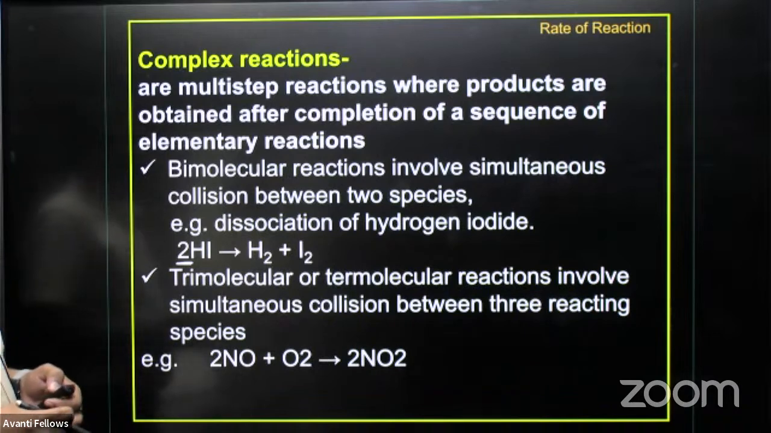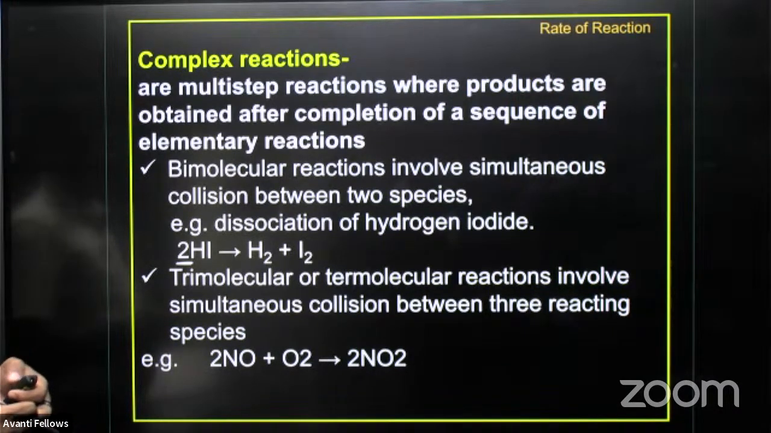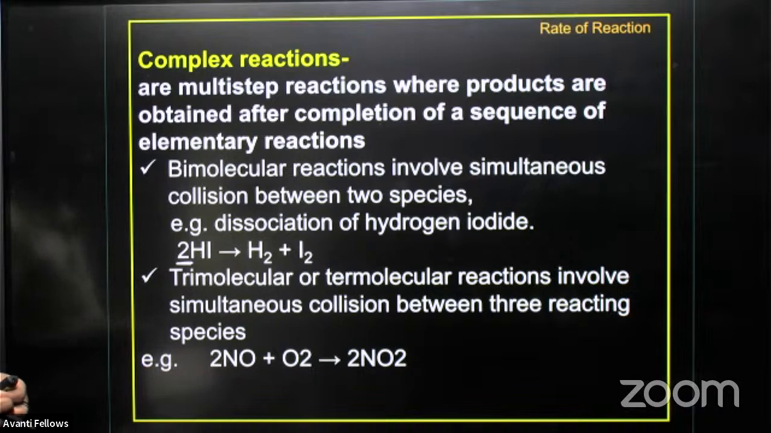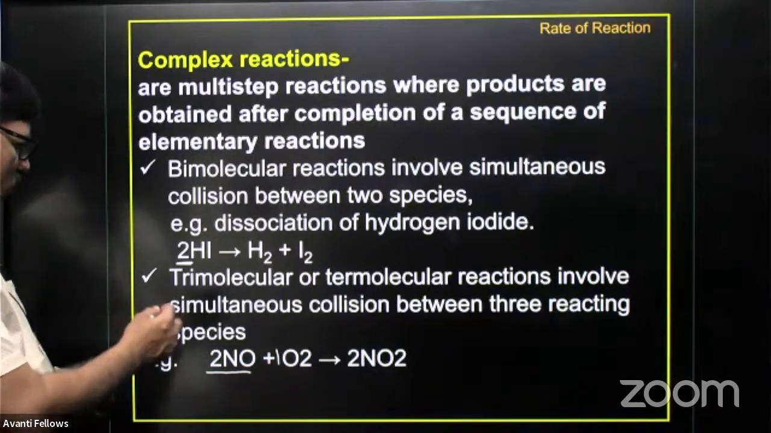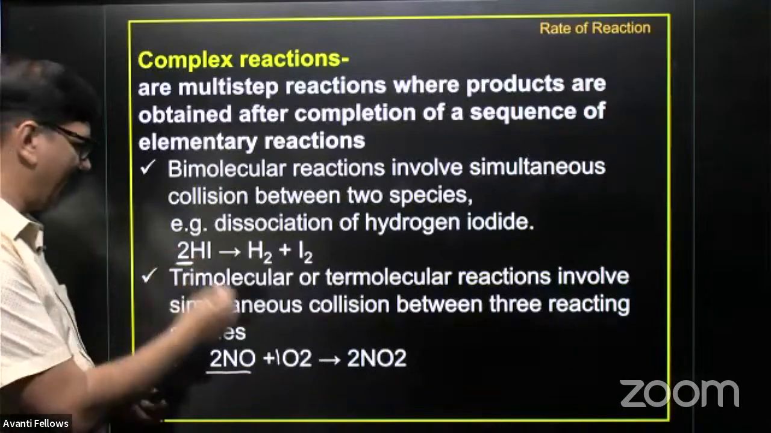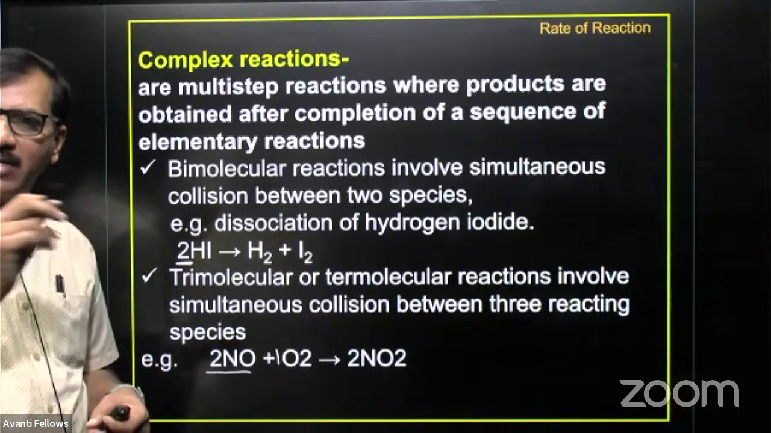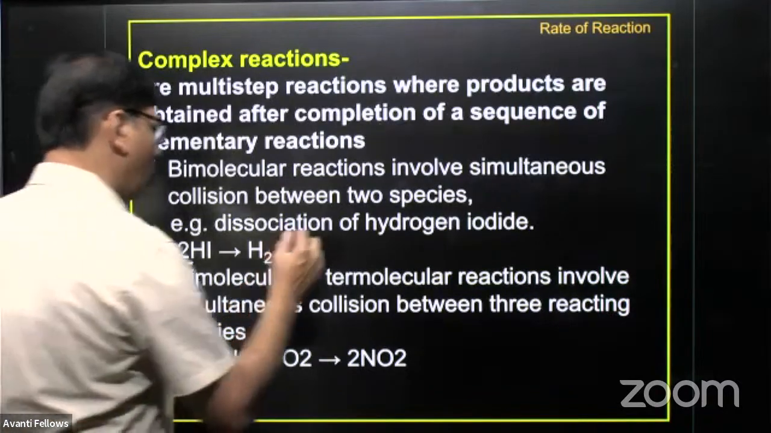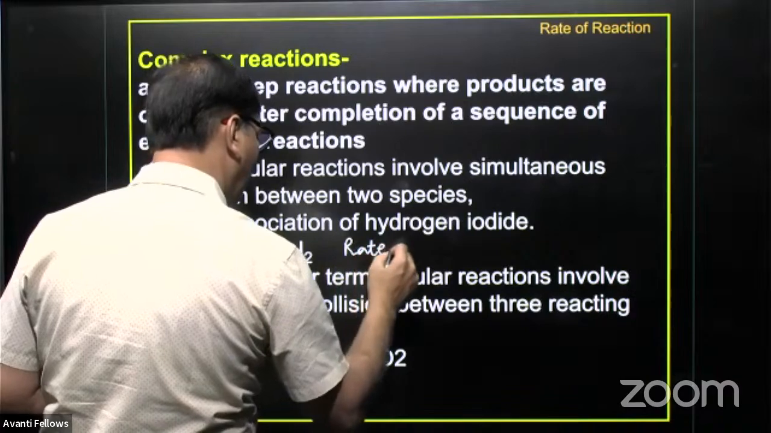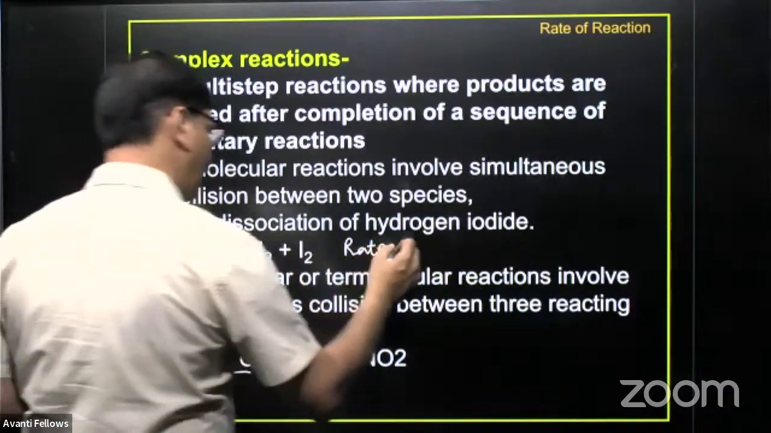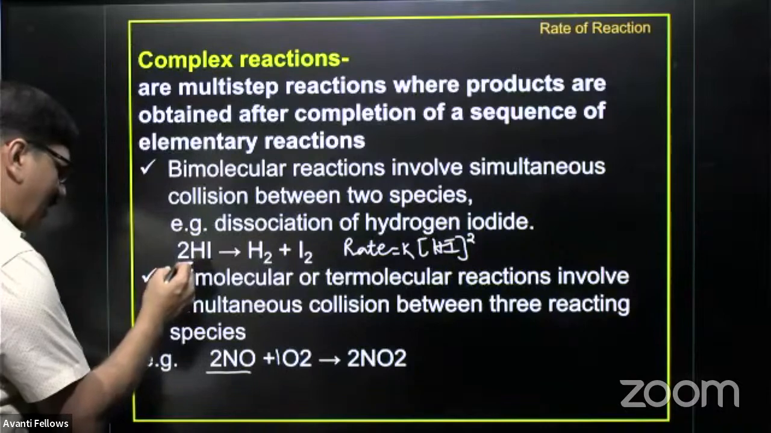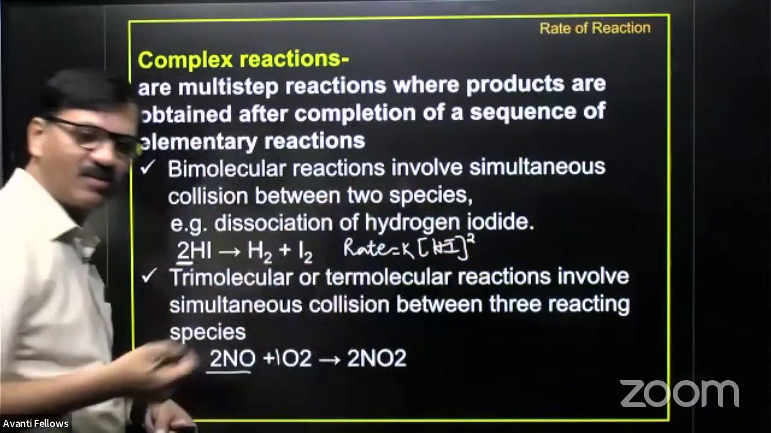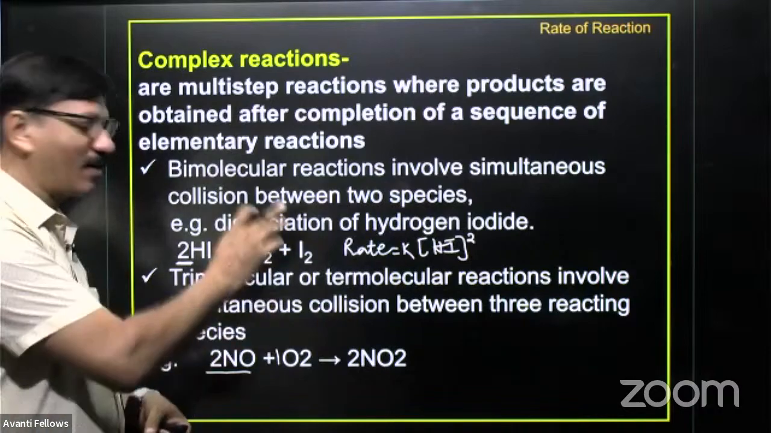So a trimolecular or termolecular reaction means there is simultaneous collision between 3 reacting species. So 2 plus 1, that is 2NO plus O2, gives 3. If the stoichiometry like this is an elementary reaction, the reaction is occurring in a single step, and you can give the rate expression easily by looking at the reaction. If it is occurring in one step, then rate equals k into [HI] to the power 2. You can raise the stoichiometric coefficient as the power of the concentration term. For elementary reactions, we can write like this.